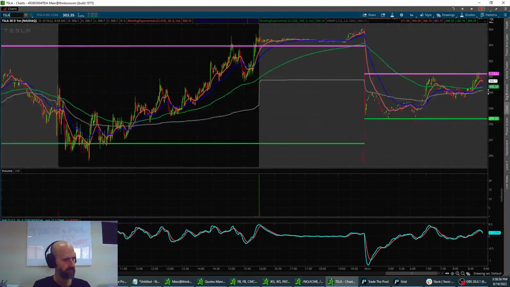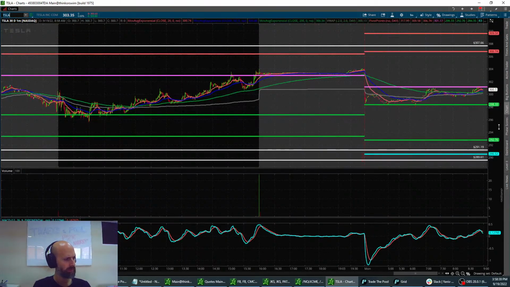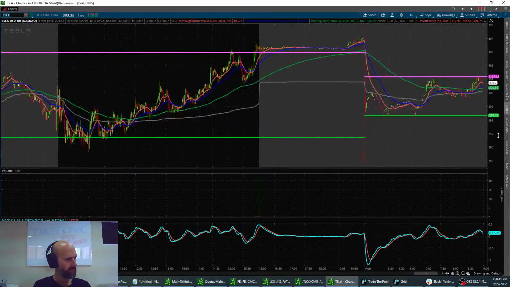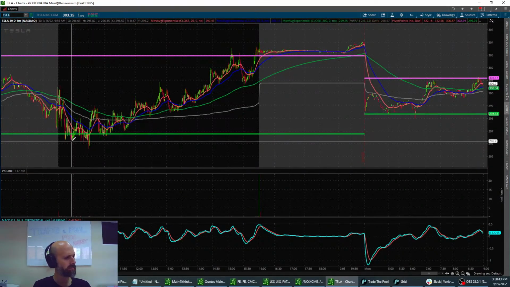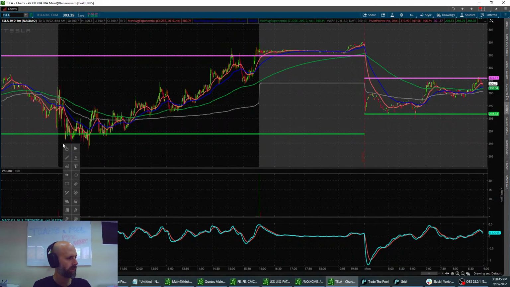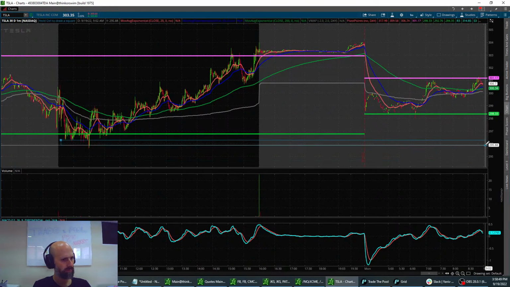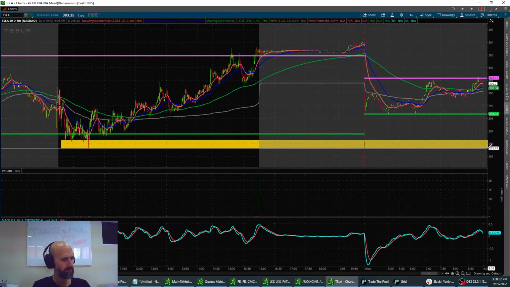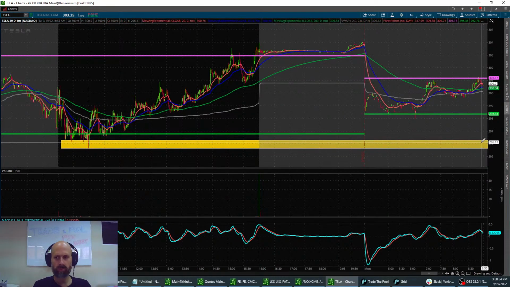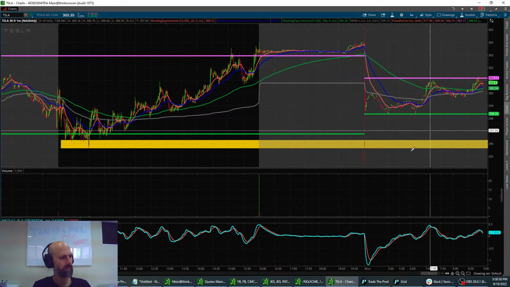On Tesla, the levels are pretty far, but you can use yesterday's or Friday's lower point. So around this level of 295, 296, this could also work as a support level if we drop to that level.